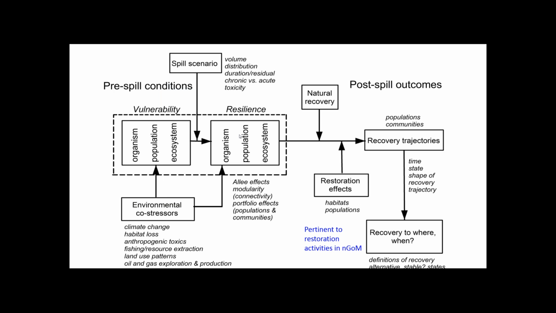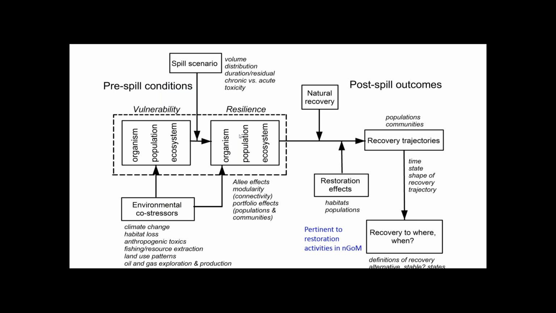And then that can result in a number of effects, including these so-called Allee effects. That is, is it harder to find a mate when populations are reduced to low levels? The notion of modularity, that is, are these populations inherently unique modules, or is there a great deal of connectivity?